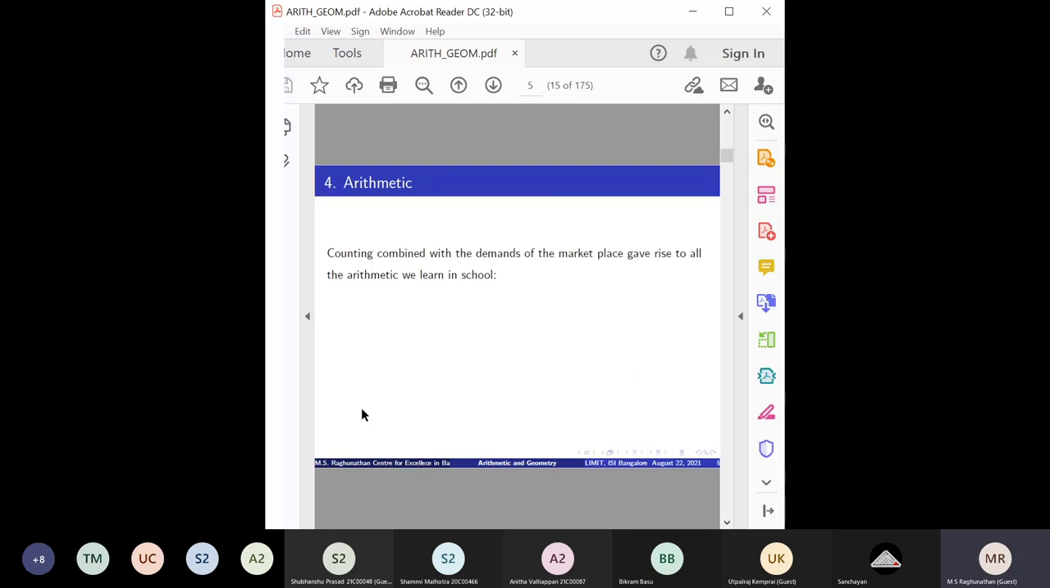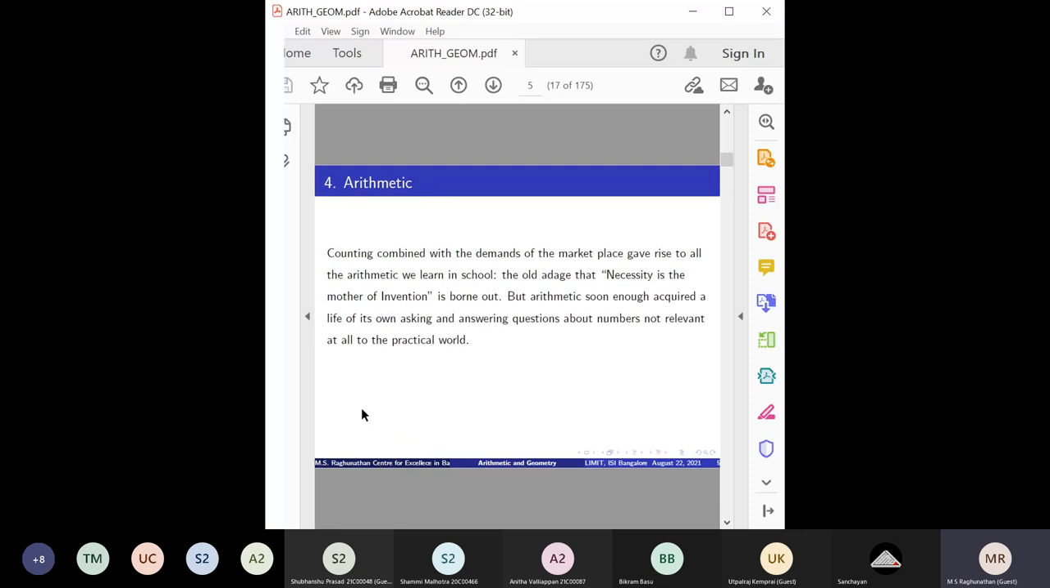Counting, combined with the demands of the marketplace, gave rise to all the arithmetic we learned in school, like addition, subtraction, division, multiplication, everything essentially originates in the marketplace. The old adage, necessity is the mother of invention, is borne out by this. But arithmetic soon enough acquired a life of its own, asking and answering questions about numbers not relevant at all to the practical world.